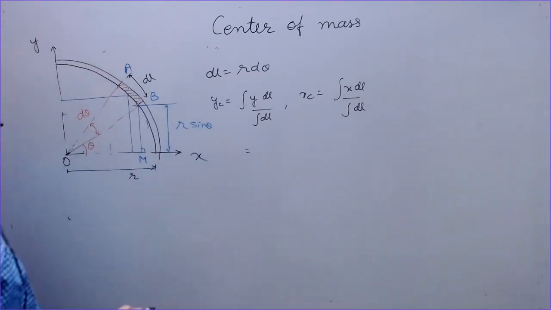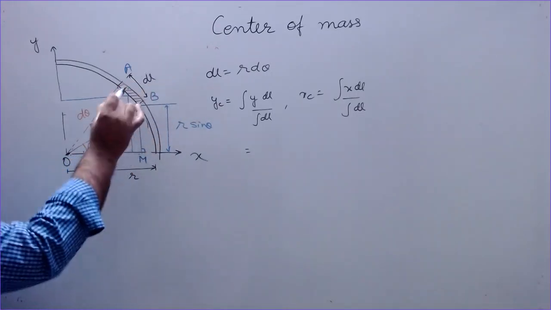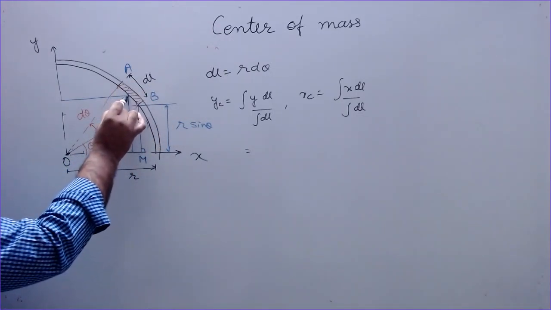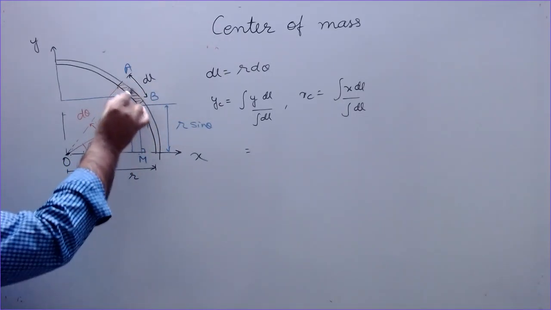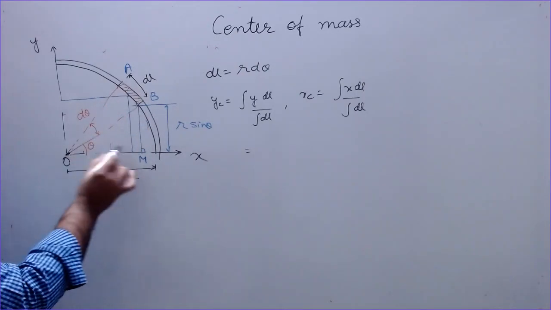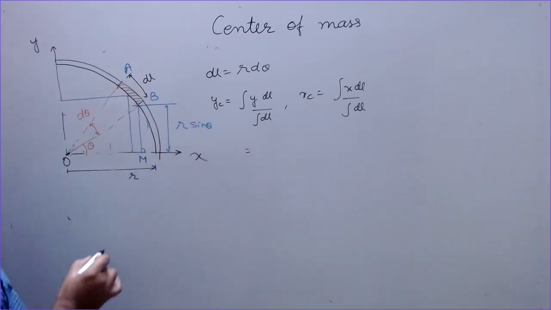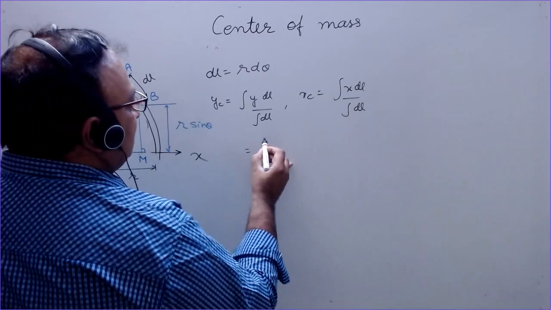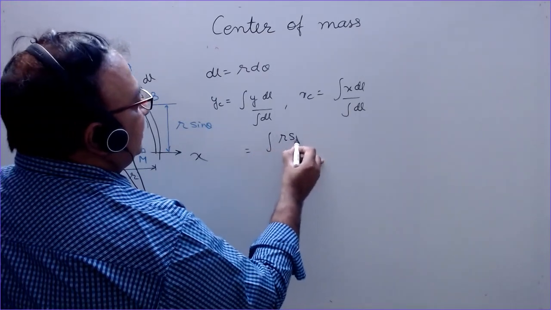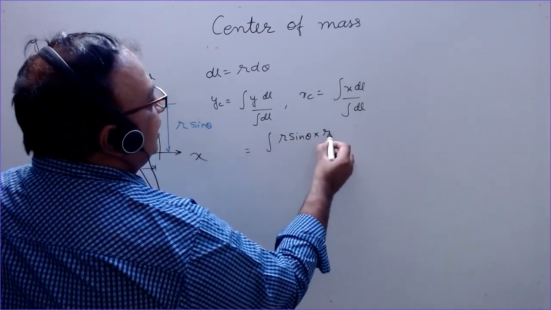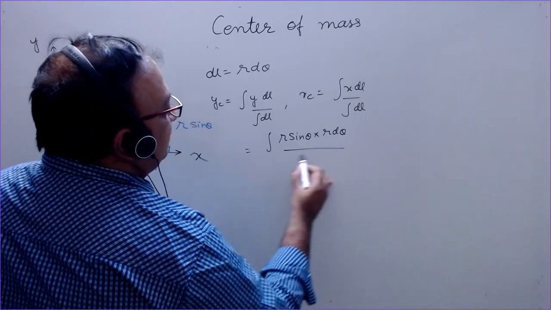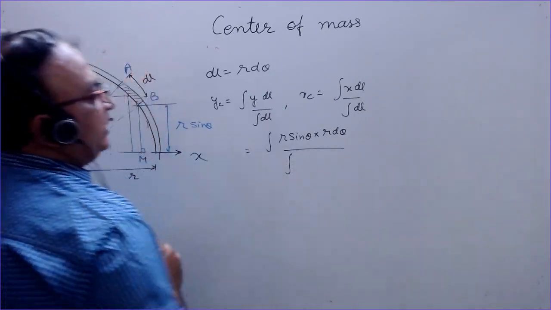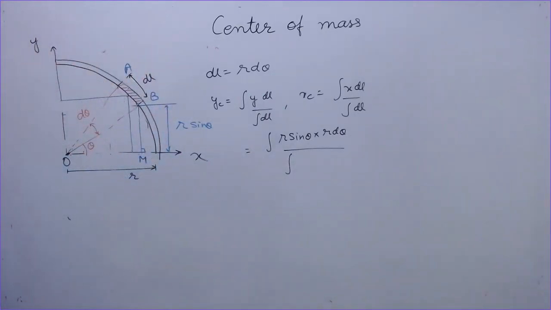So what is x, what is y? The distance of the center of mass point of this small element from the origin, x and y. So y here is r sin theta into r d theta divided by the integral of r d theta. dl is r d theta.